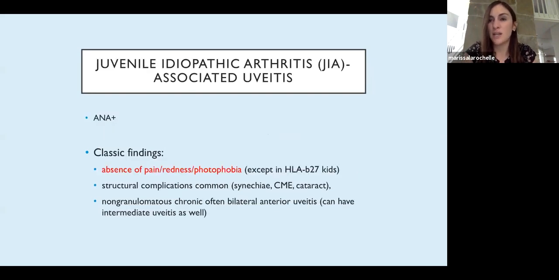So this is a case of JIA-associated uveitis. The patient was ANA positive. Classic findings of this are the absence of pain, redness, and photophobia. So these kids present with chronic inflammation. They already have structural complications such as posterior synechiae and cataracts, because they're not having the pain and redness, and young kids aren't able to say, hey, I have blurry vision in one eye. And then it tends to be non-granulomatous, bilateral, anterior uveitis, but they can have some intermediate uveitis as well.